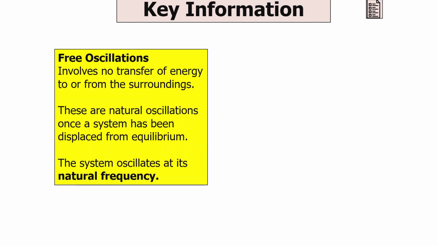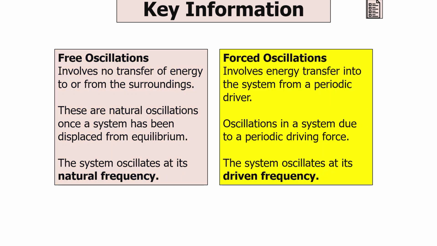So, free oscillations involve no transfer of energy to or from the surroundings. These are natural oscillations: once a system has been displaced from equilibrium, the system oscillates at its natural frequency. Forced oscillations involve energy transfers into the system from a periodic driver, oscillations in a system due to a periodic driving force, and the system oscillates at its driven frequency.